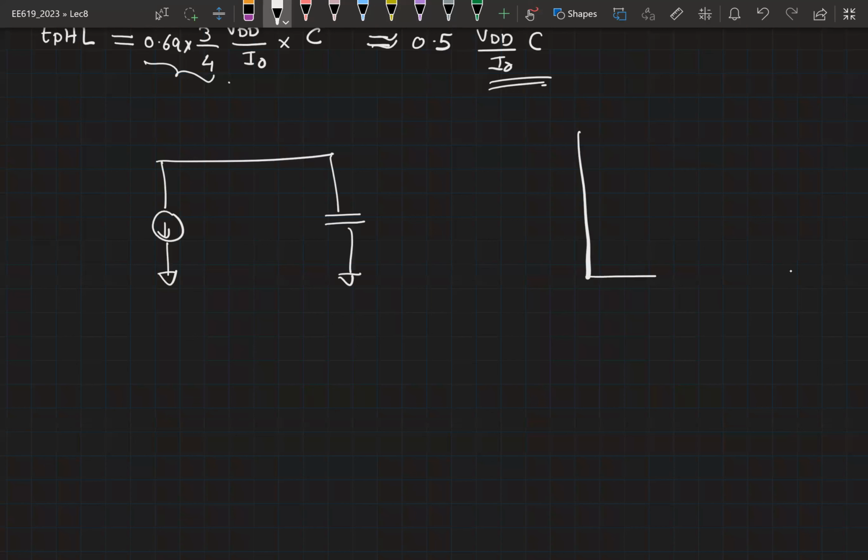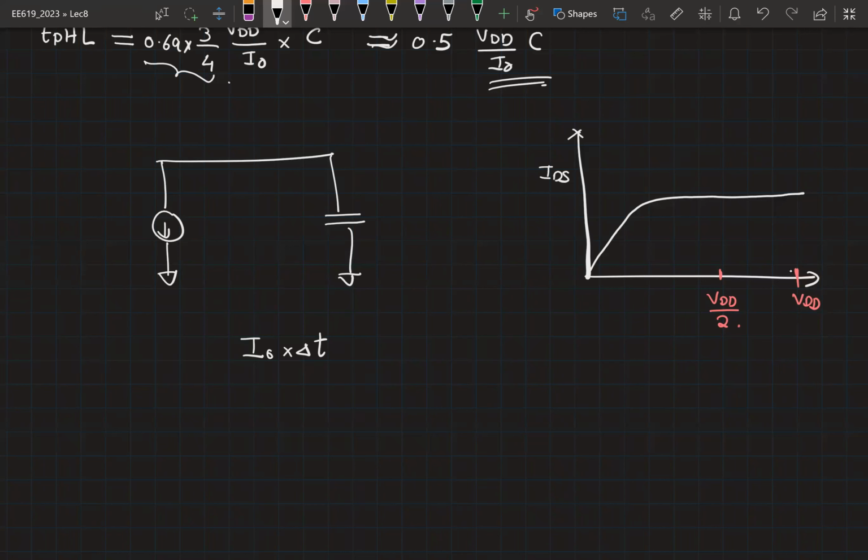Now here I'm assuming that the lambda value is equal to 0, which means your current is now constant. And again, we are interested in the region where VDS varies from VDD to VDD by 2. So your problem now reduces to a constant current pulling out charges from a capacitor. So then you can directly say the total charge that has been pulled out will be some I naught into delta T, where delta T is the duration for which the charge is getting pulled out. This will be equal to capacitance into delta V, the change in voltage delta V.